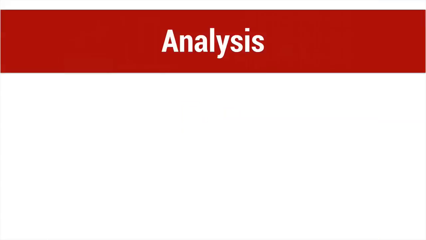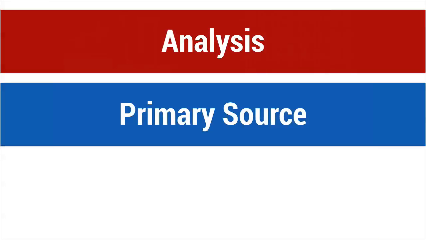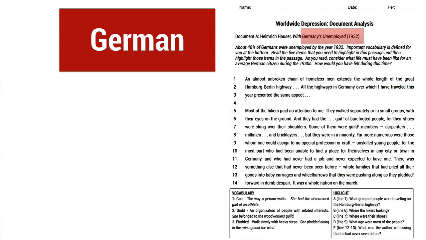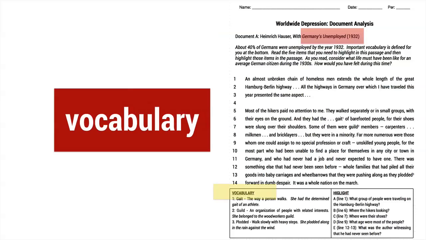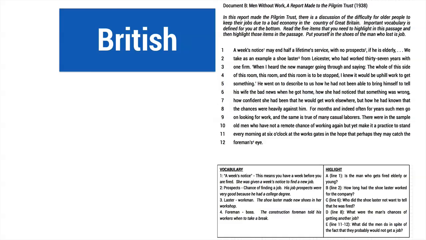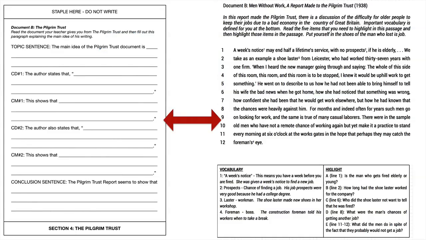The second portion of the lesson is an analysis of primary source documents. The first document is from a German perspective. At the bottom is a list of vocabulary words and a list of questions to help the students annotate the text as they read. The second document is written from a British perspective. Both documents have a handout that goes along with them in the student foldable. Students can fill out this handout after doing a close reading of the document.